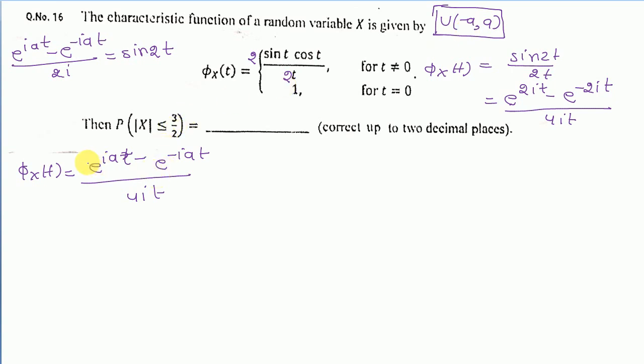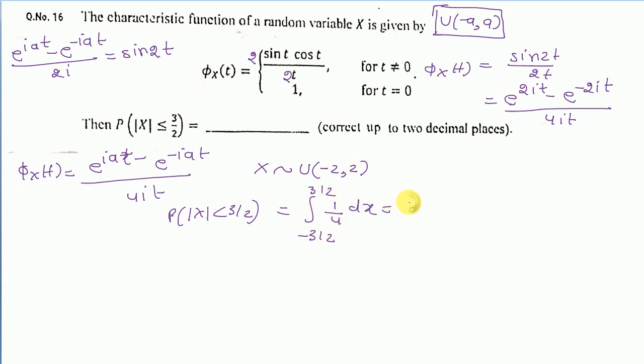Now let us compare this form with this form. Then we can easily see that X is distributed as uniform minus 2 to 2. Now there is no big issue in calculating the probability mod x less than 3 by 2. We can directly integrate from minus 3 by 2 to 3 by 2. And what will be the function to be integrated? It will be 1 by 4, the density of uniform minus 2 to 2, dx. Then if you solve this integration, you will see the answer is 0.75.